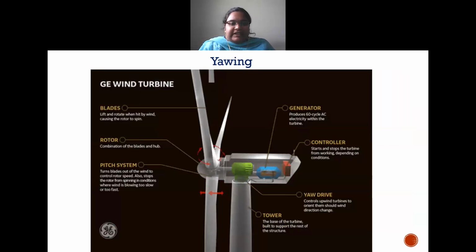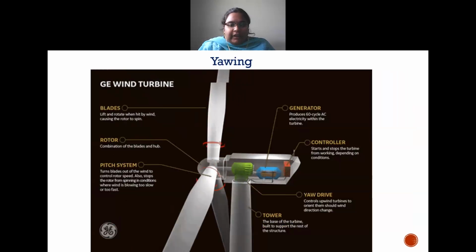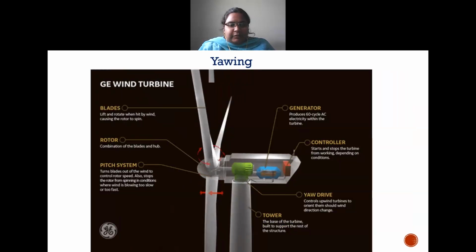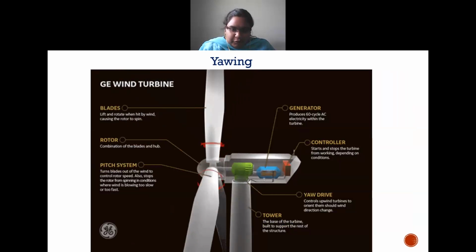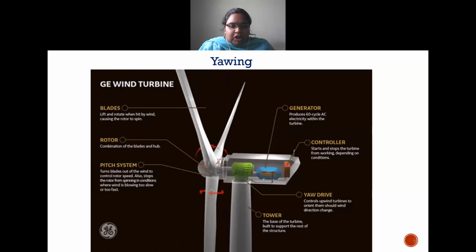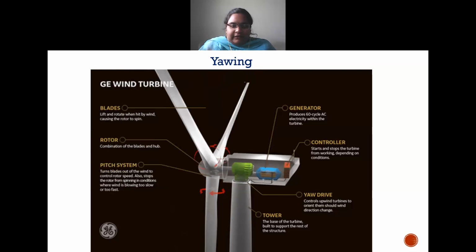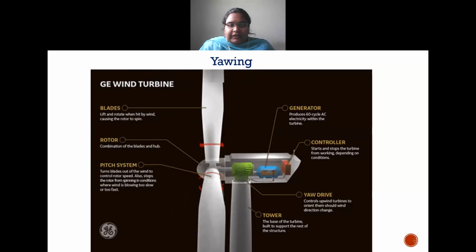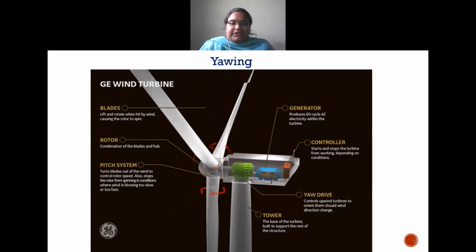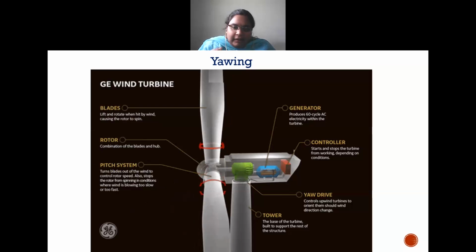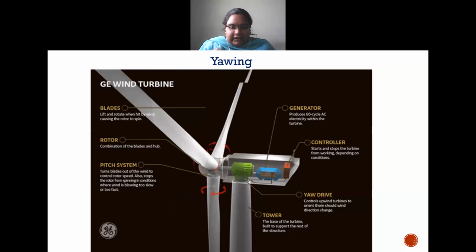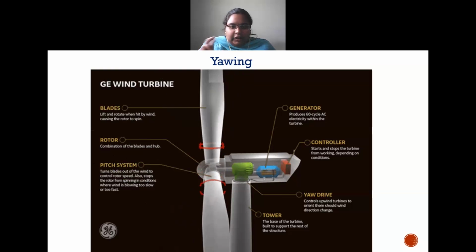Now here you can see how this pitch mechanism is working. You can see here he is showing us both the pitch as well as yaw controls. Okay, now the machine is moving right and left. That is due to the yaw control, and the blade is moving around itself.